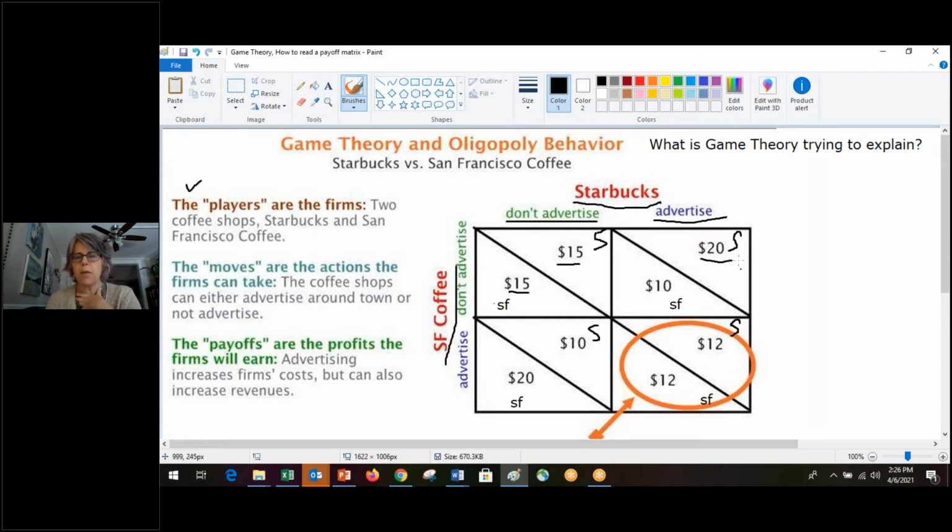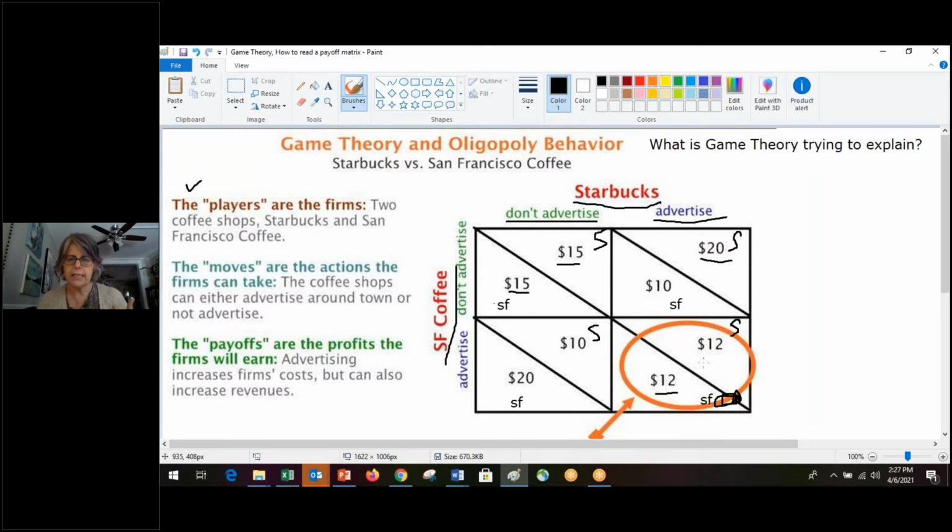Now we're here. Starbucks is making 20 and SF Coffee is making 10. Does either one of them have an urge to change their behavior? Well, the only thing Starbucks can do is go back and forth between 15 and 20, right? They're going to want to be here at 20. Now, SF Coffees, if they don't advertise, they make 10. If they do advertise, they make 12. So they have an incentive to change their behavior. So they end up here. This answer is 12 and 12.